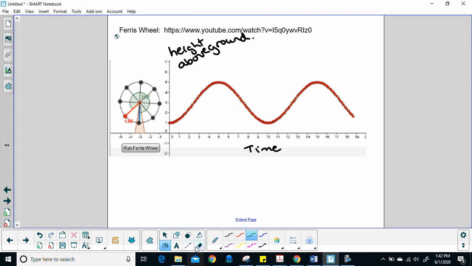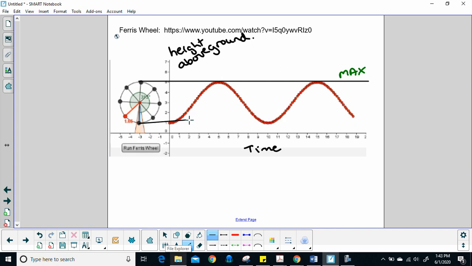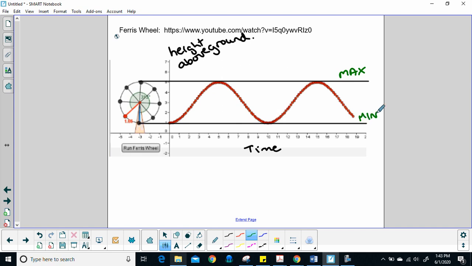Okay. And notice that our maximum height goes from the top of the Ferris wheel across. So there's our maximum height. And then we can draw a line from the bottom of the Ferris wheel across. So there we would have our minimum height. Notice how it's off the ground, right? So there is a distance off the ground, because the passenger gets, they're not on the ground, they just smash into the ground.